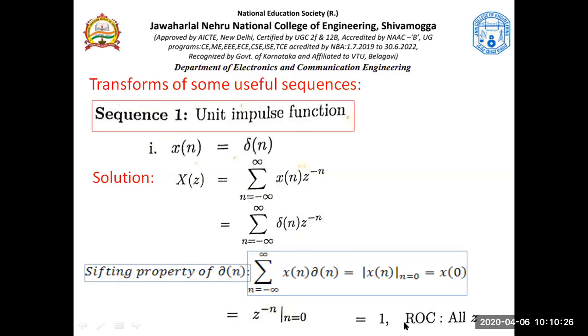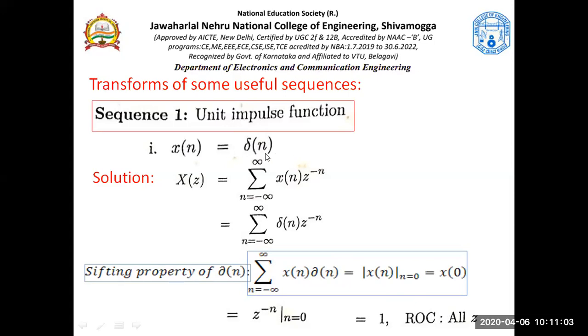And since it is 1, the ROC is the entire z plane, all the values of z. It's not that we say except z equal to 0 or except anything else. No, we don't say all that at all. All the values of z would form the region of convergence for the z transform of delta of n. Understand? So if you have a unit impulse function, the z transform of the unit impulse function is unity, and the ROC is all z. Remember this.